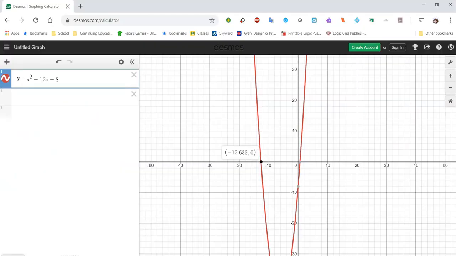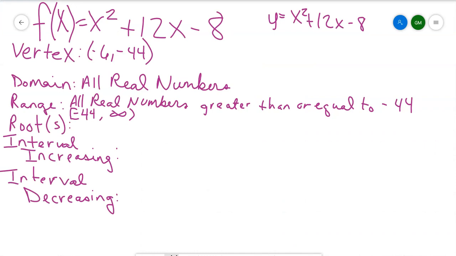here at -12.633 and at 0.633. So what I would do is write these as ordered pairs: negative 12.633, comma 0. That's one ordered pair. And the other ordered pair is 0.633, comma 0. Okay? I would do it like that. Also, you could put x equals negative 12.633 and 0.633. Those would also be acceptable, but I would go ahead and put them as ordered pairs to cover your bases.